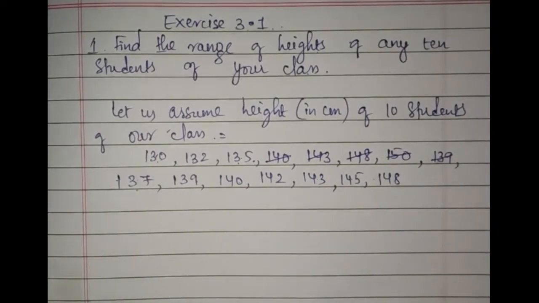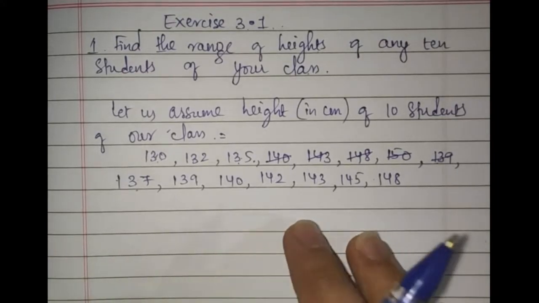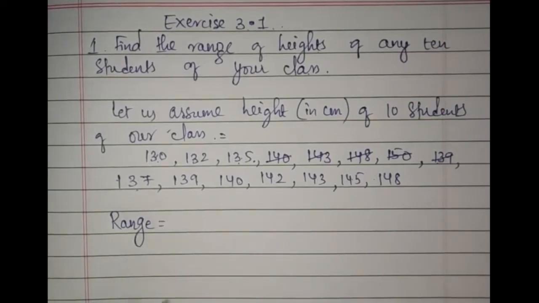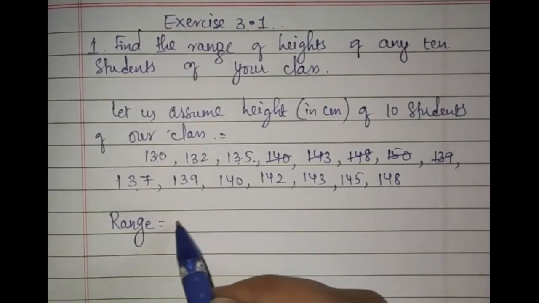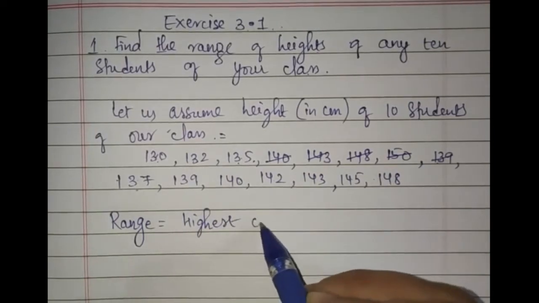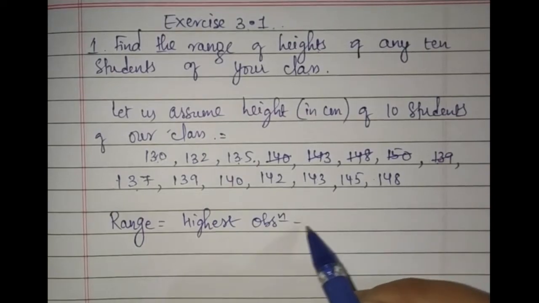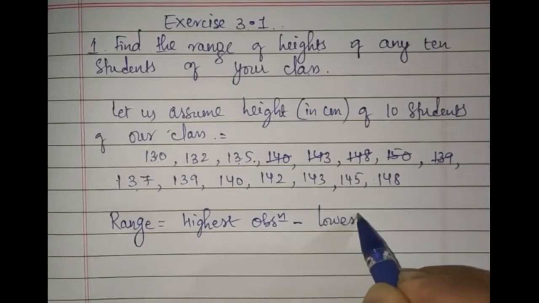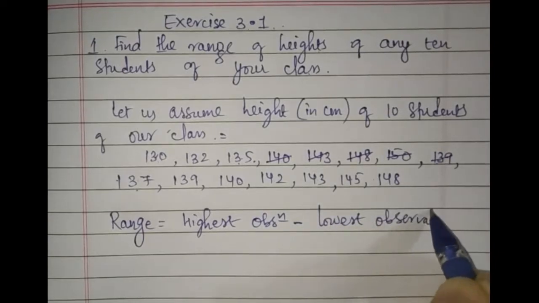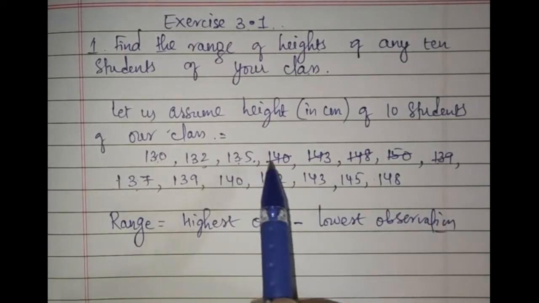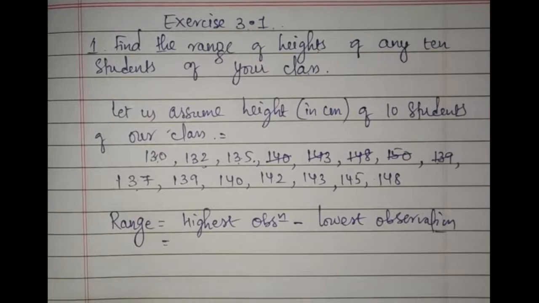By observing the above mentioned values, the highest. So you all know how to find the range. To find the range, you should know the formula, that is the difference of highest observation minus lowest observation. So it's not that you have to write this value only. The value may differ, because in different class, in different state, this value differs, right?